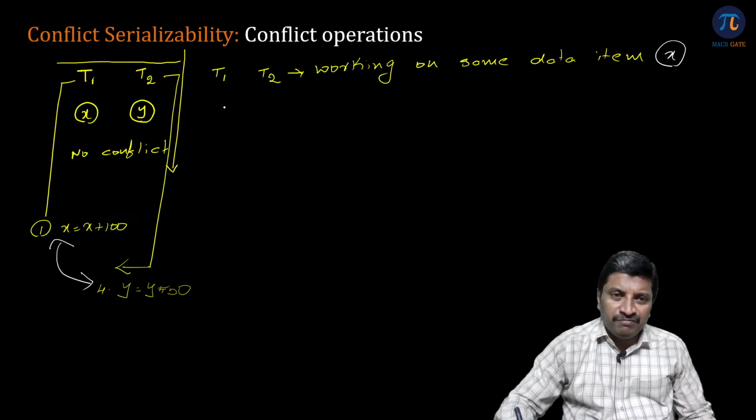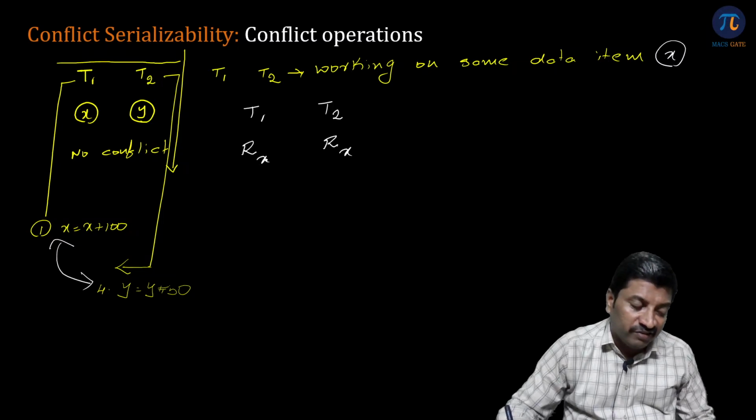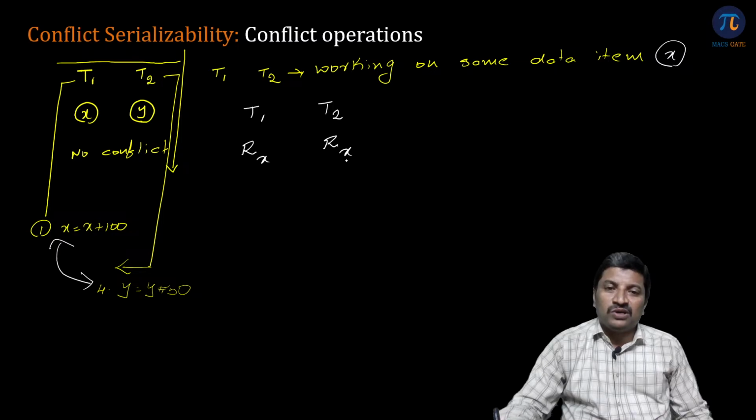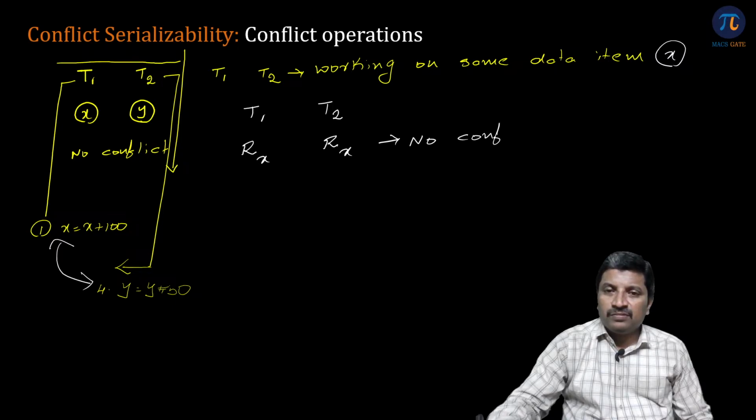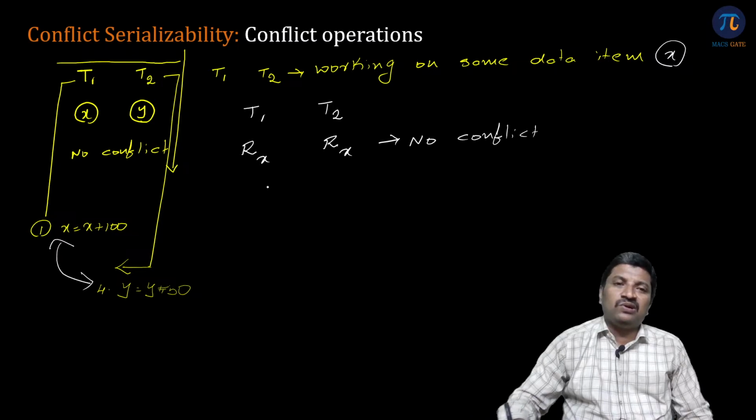Then if both the transactions are reading, that means the operation of T1 is reading the value of X, and the operation of T2 is also reading the value of X. Then there is no issue at all because both are reading. So no one can influence the others. So there is no conflict at all.